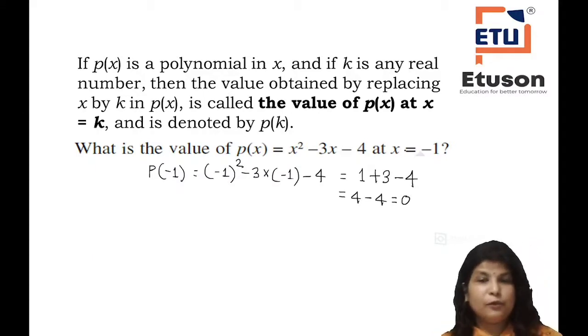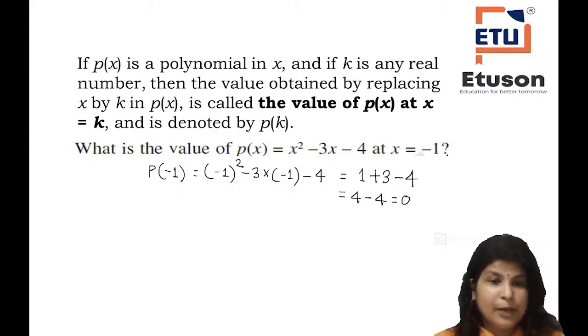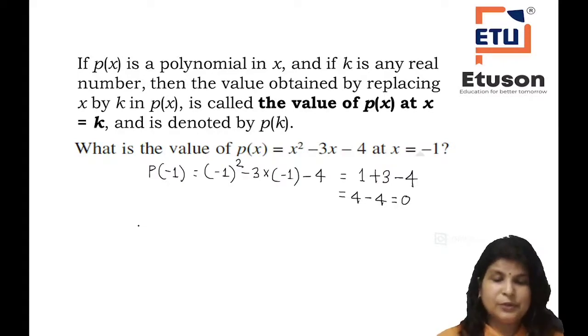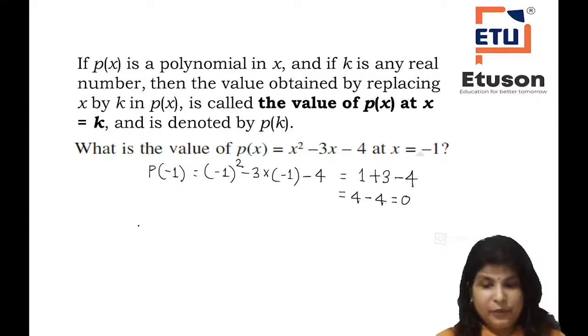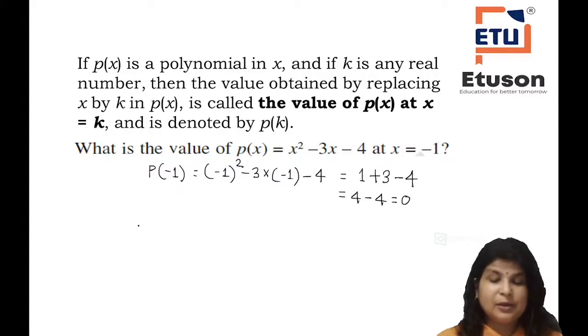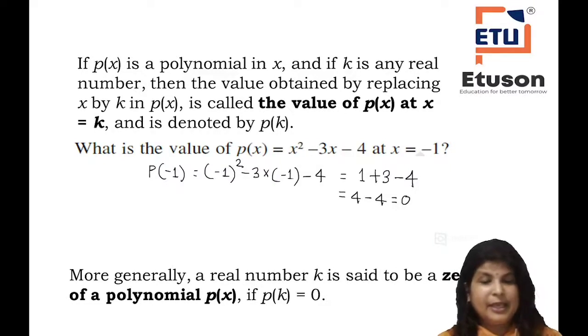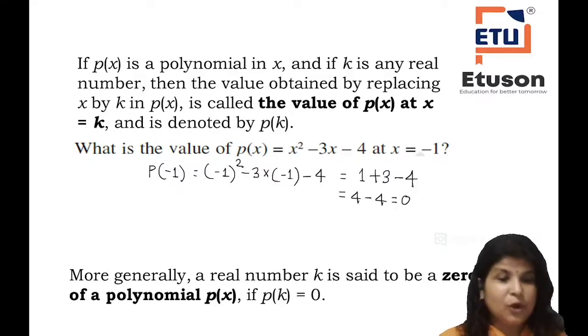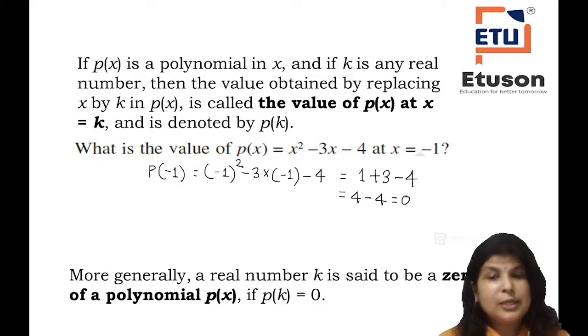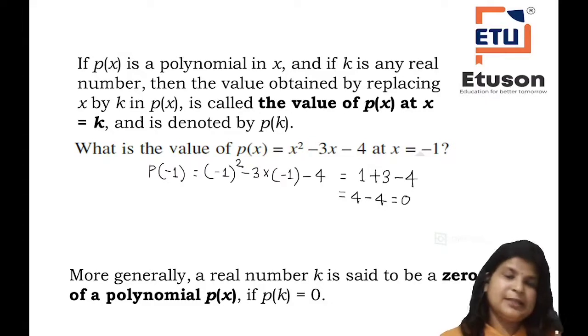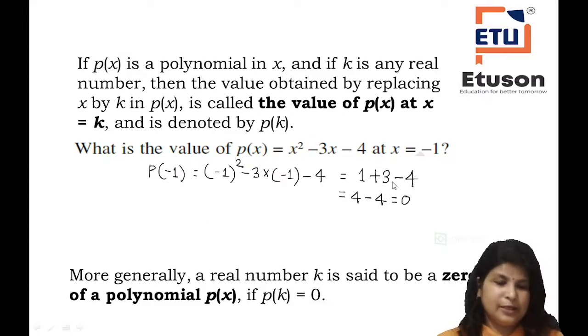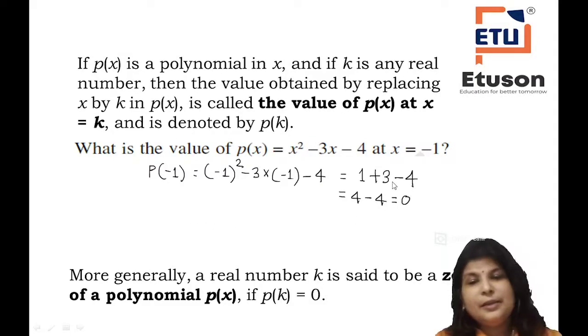That means for x is equal to -1, you are getting p(x) is equal to 0. So here the value x is the zero of the equation. So more generally, a real number k is said to be a zero of a polynomial. So here the zero of the polynomial is -1.